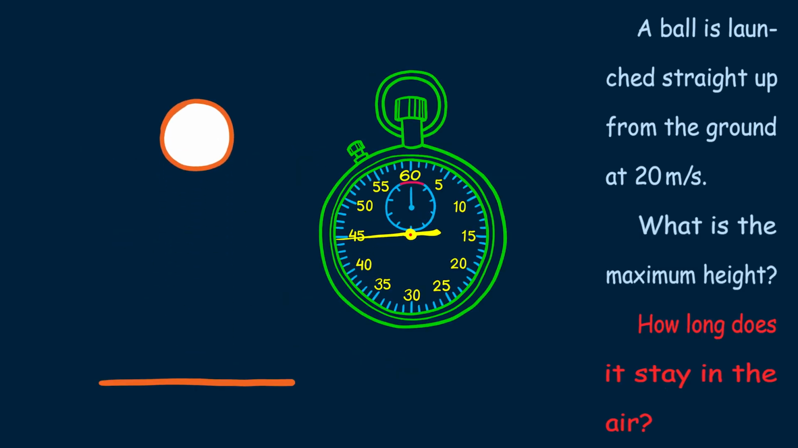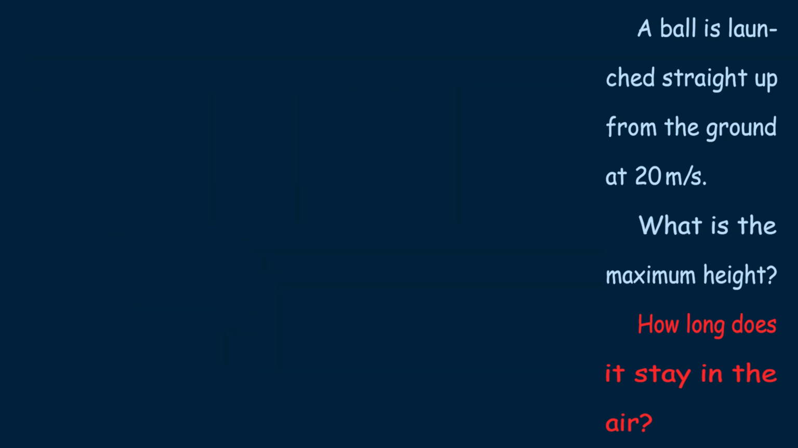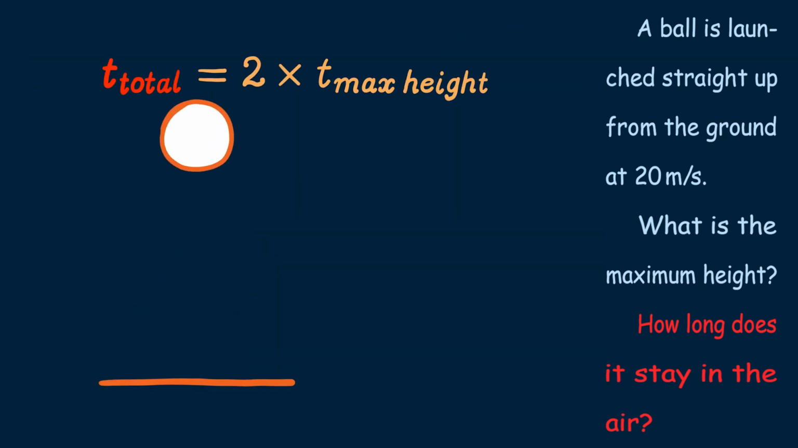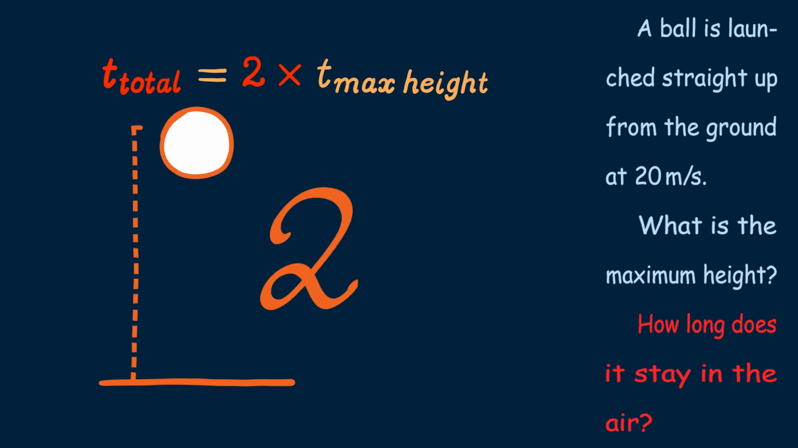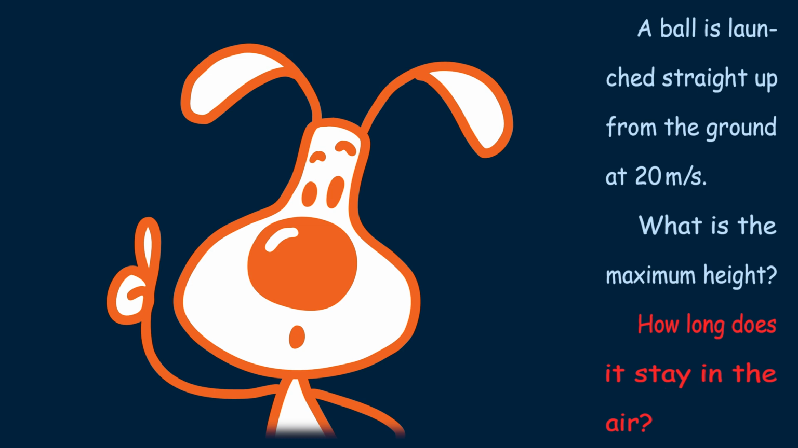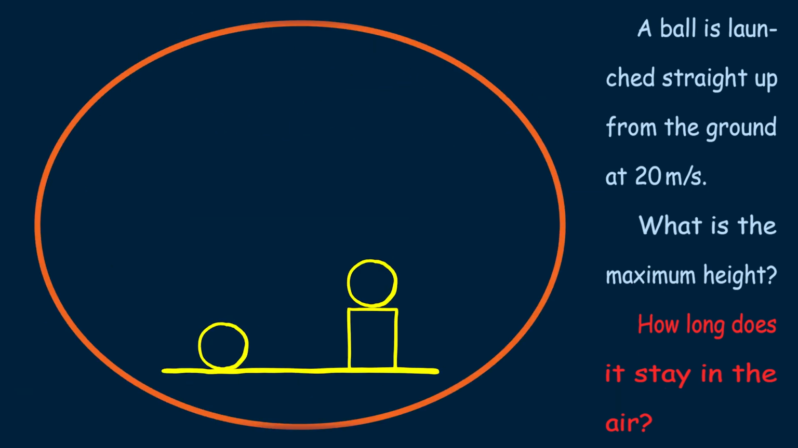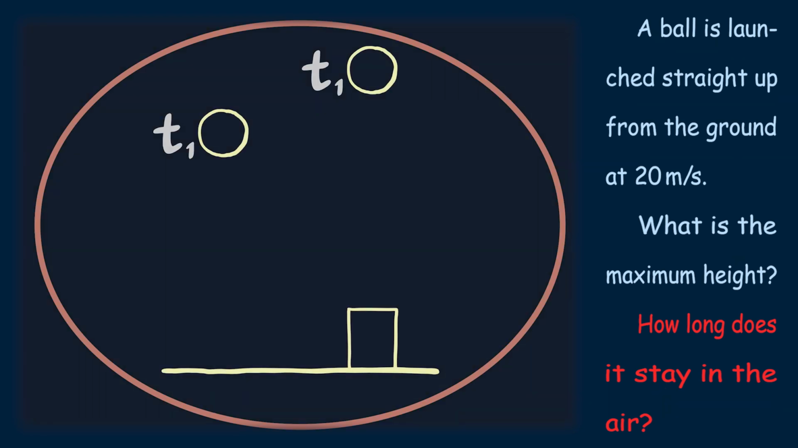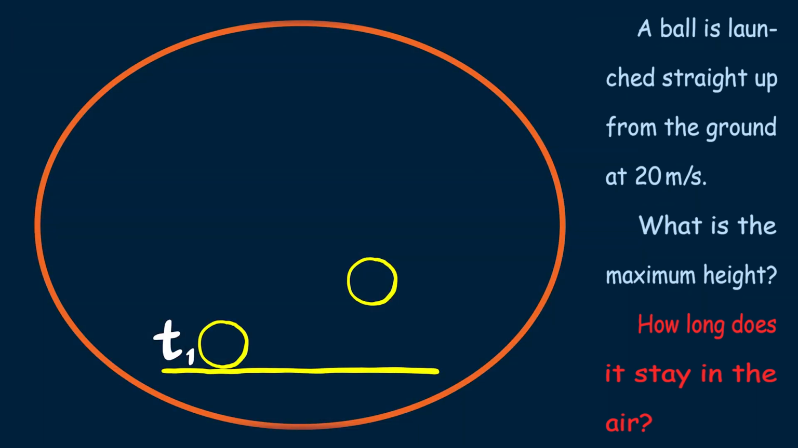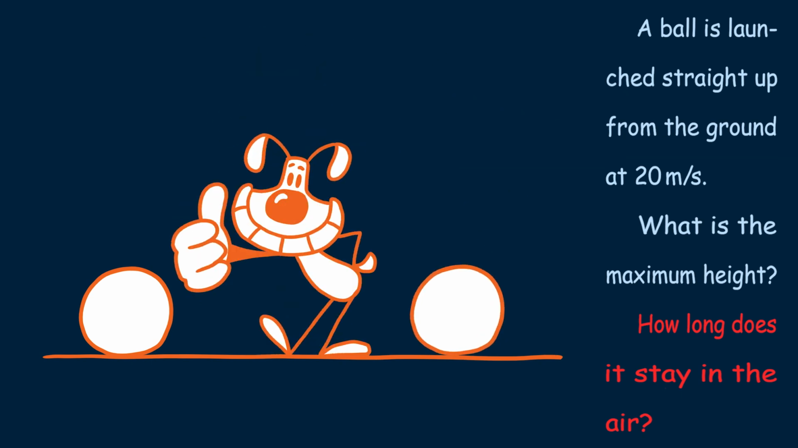Now let's try to find the total time that the ball stays in the air. Technically, there are a couple different ways you can solve this, but we're going to use a quick trick where the total time an object stays in the air is equal to twice the amount of time it takes for the object to reach its maximum height. Warning, this trick only works if the starting and ending height of an object are the same. Which, since our ball starts on the ground and ends on the ground, we're all good.